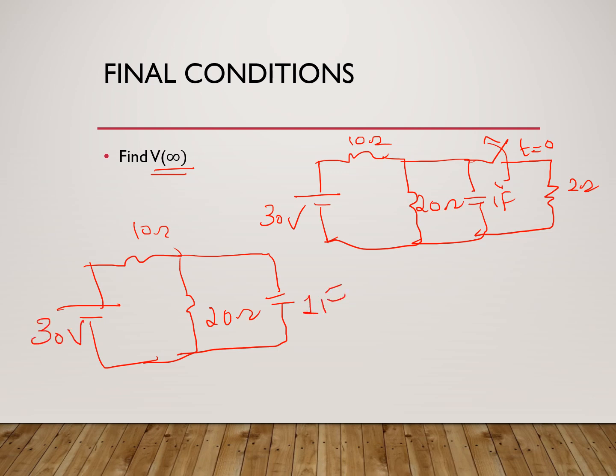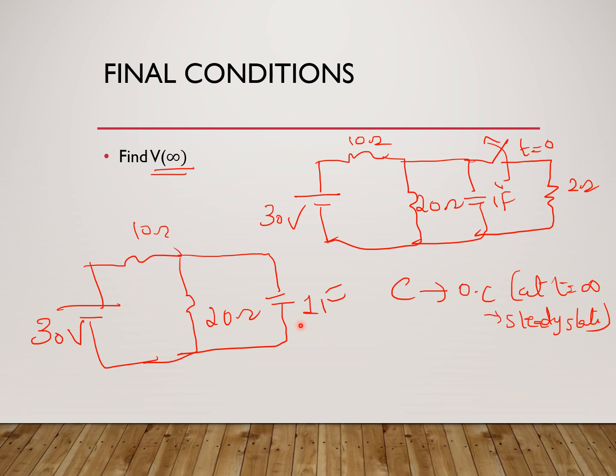Now, observing this, we know what the voltage will be. At infinity, which means steady state condition, the capacitance has to be replaced by an open circuit. So if the capacitance is an open circuit, then what will happen? The whole current through the 30 volt source will go through the 10 ohm and 20 ohm, which means the current is 30 divided by 30, which is 1 ampere.